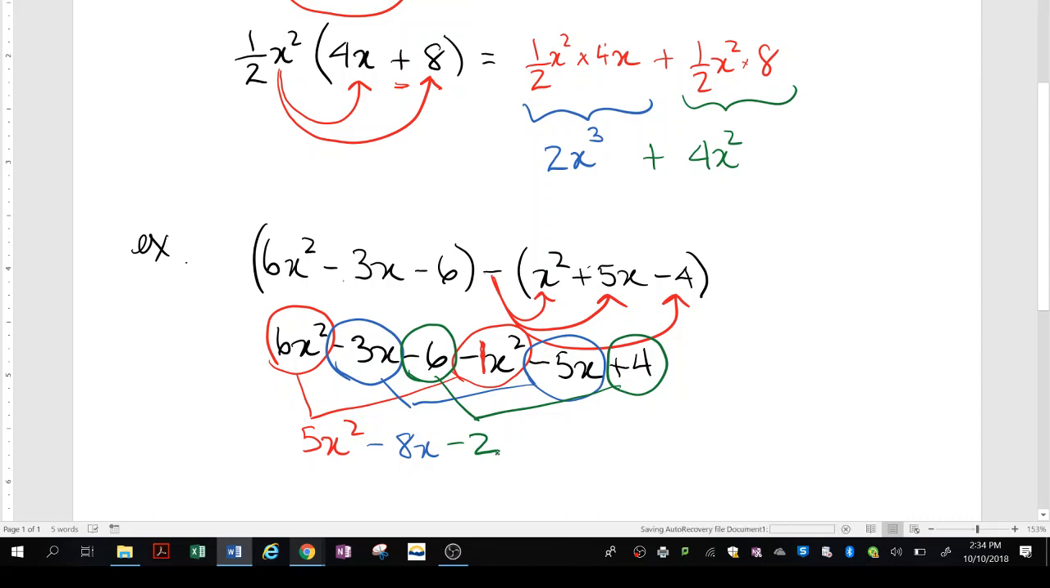So we've simplified and used the distributive law to help with our simplification. And our answer then to this is 5x squared minus 8x minus 2.